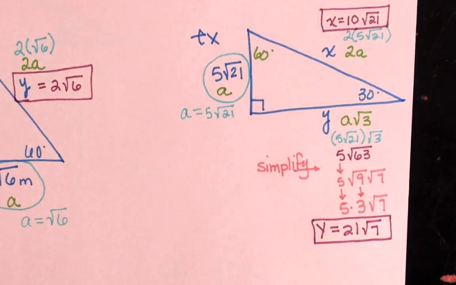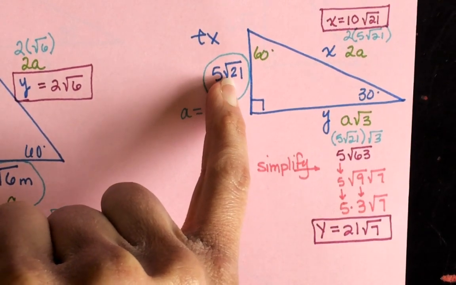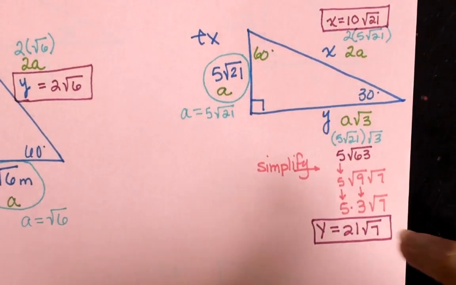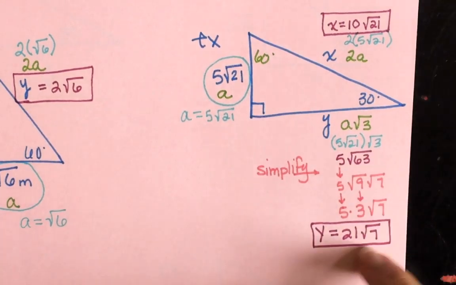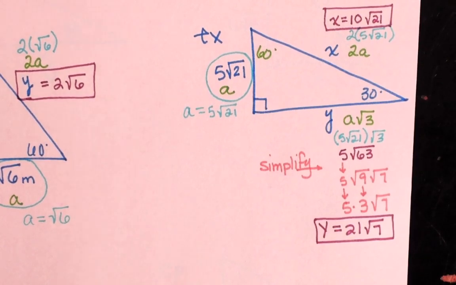Again, looks very different from what we started with. Considering the 21, we had a radical 21, and all the way through this, we end up with a radical 7. So again, the work itself with the special rights isn't what we're concerned with. It's making sure that we're following our radicals.